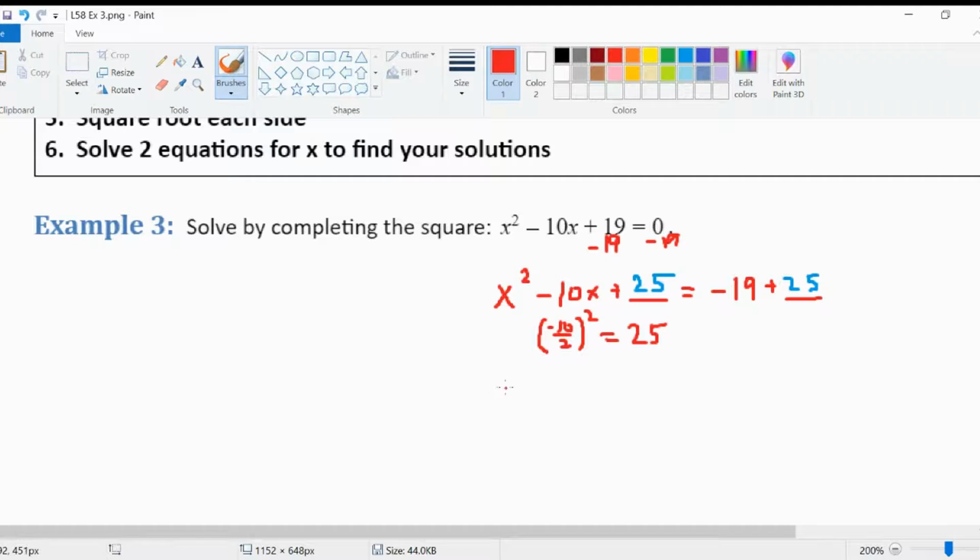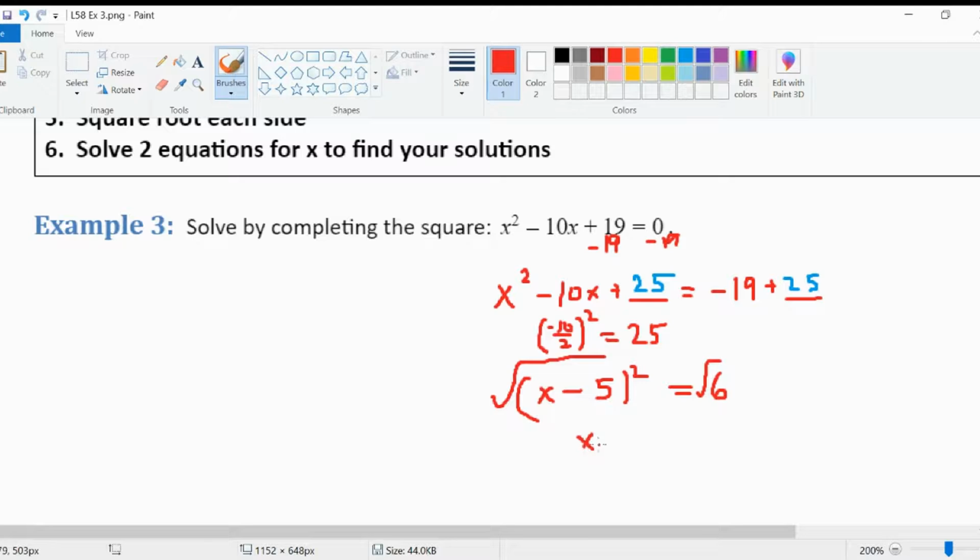Next, we will factor the perfect square trinomial, which is going to be negative 10 divided by 2 is 5. So it's going to be x minus 5 squared. And by negative 10 divided by 2, I did mean to say negative 5. And that's going to equal 6 on my right side. And now we're just down to solving for x. So we'll square root both sides.